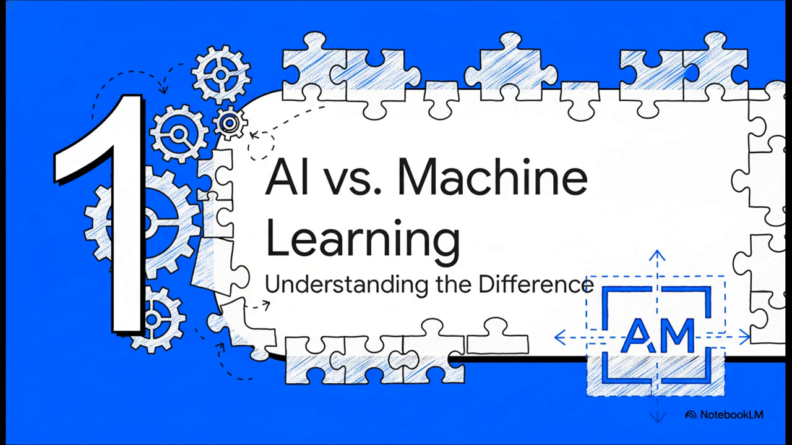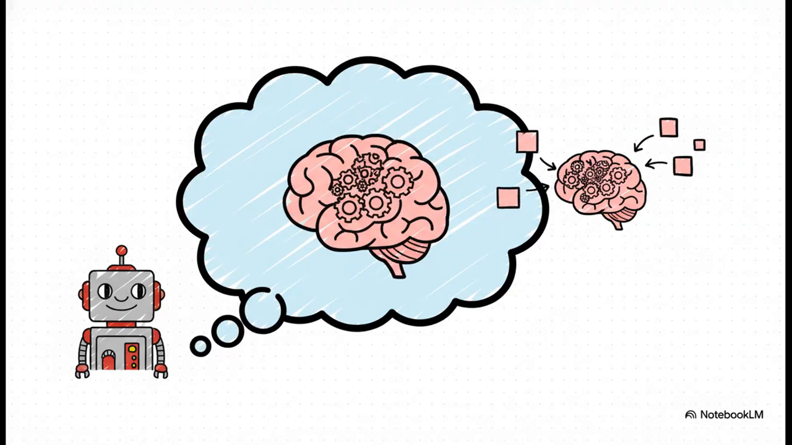Okay, first things first. Before we can start building anything cool, we have to lay some groundwork. You can't build a house without a blueprint, right? And for us, that starts with getting one thing crystal clear: the difference between artificial intelligence and machine learning. So here's the easiest way to think about it. AI, that's the big, grand vision. It's the ultimate goal of making machines that can think, reason, and learn just like us. Machine learning, on the other hand, is one of the most powerful methods we have to actually get there.